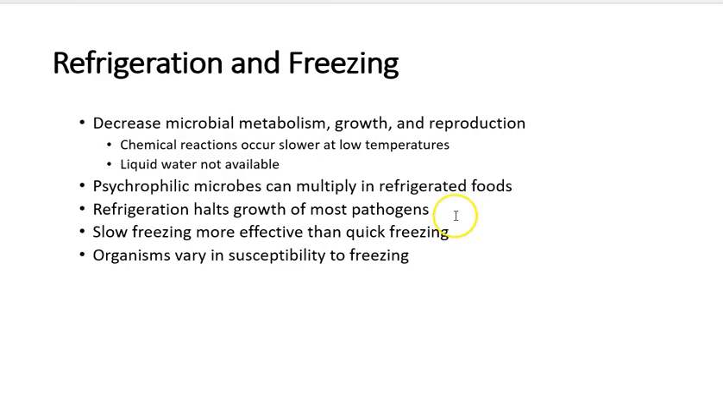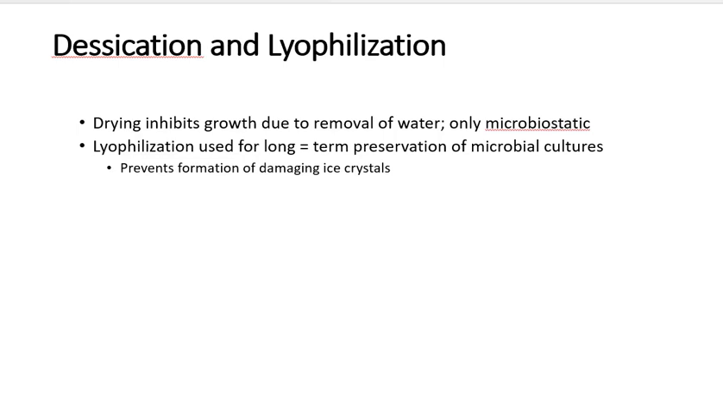but organisms can grow. Slow freezing is more effective than quick freezing because of the way it affects the water in the cells. And organisms will vary in their susceptibility to freezing. You have to be aware of the organisms. But this is not something you guys generally have to worry about.